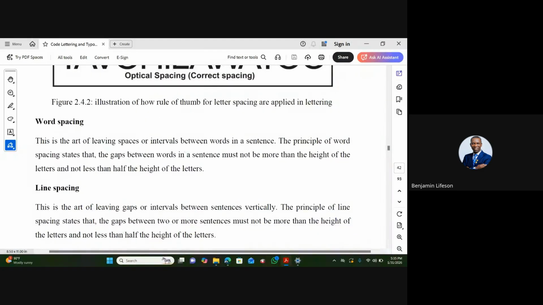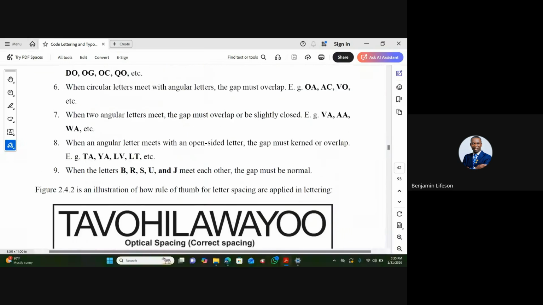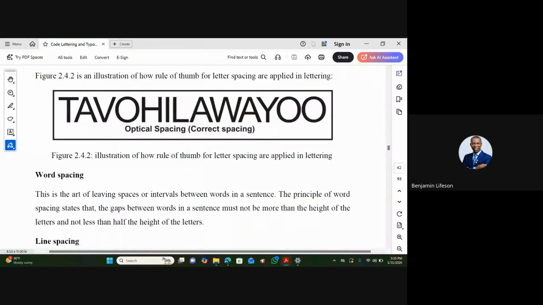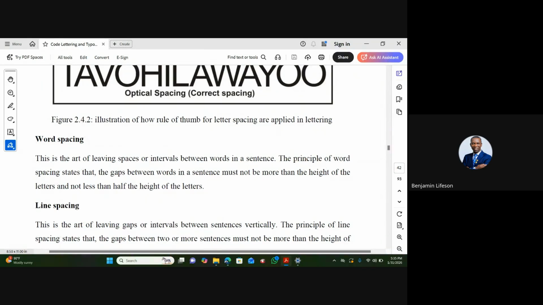So that is it. Now let's come to word spacing. So just like the name implies, we are spacing between words. That is what we are seeing over here, spacing between words. This is the art of leaving spaces or intervals between words in a sentence. So we have read one sentence word by word. So the spaces between each word is known as word spacing.